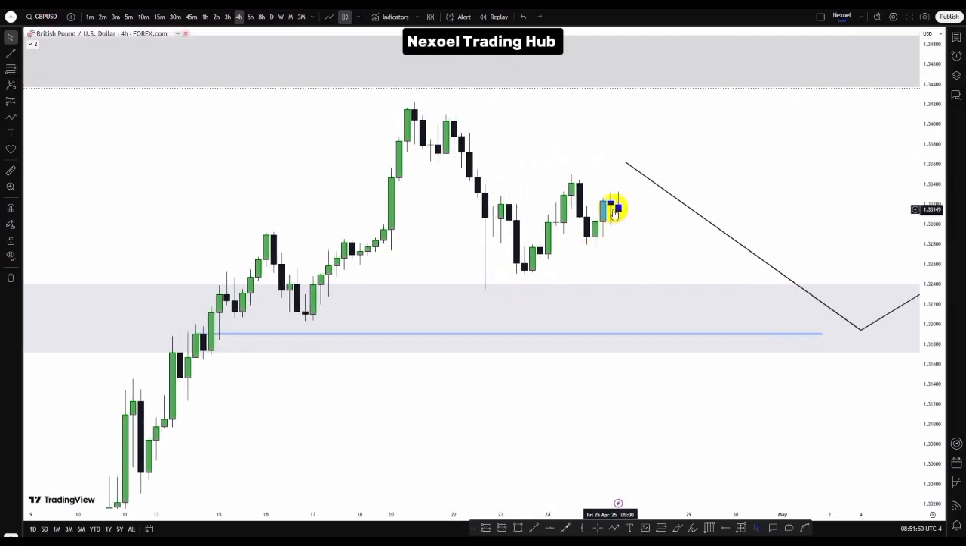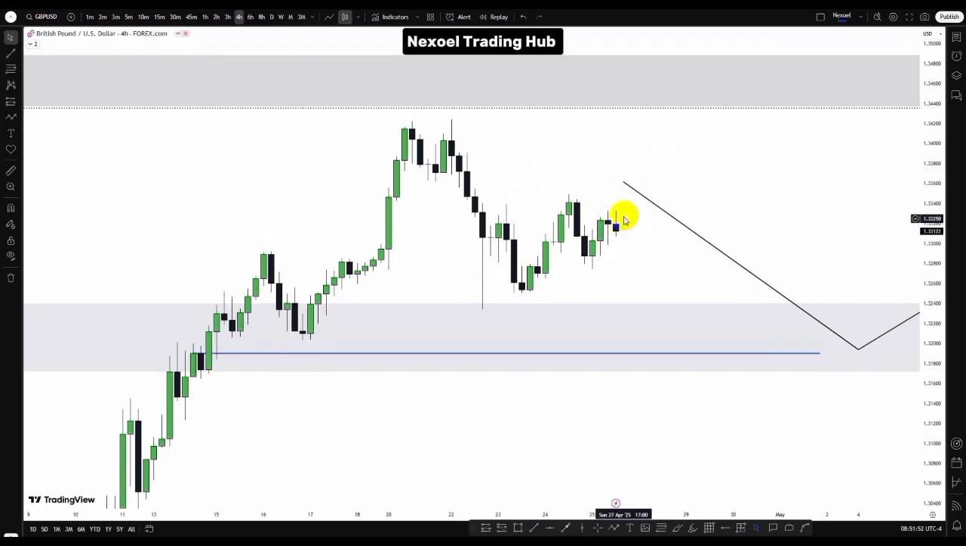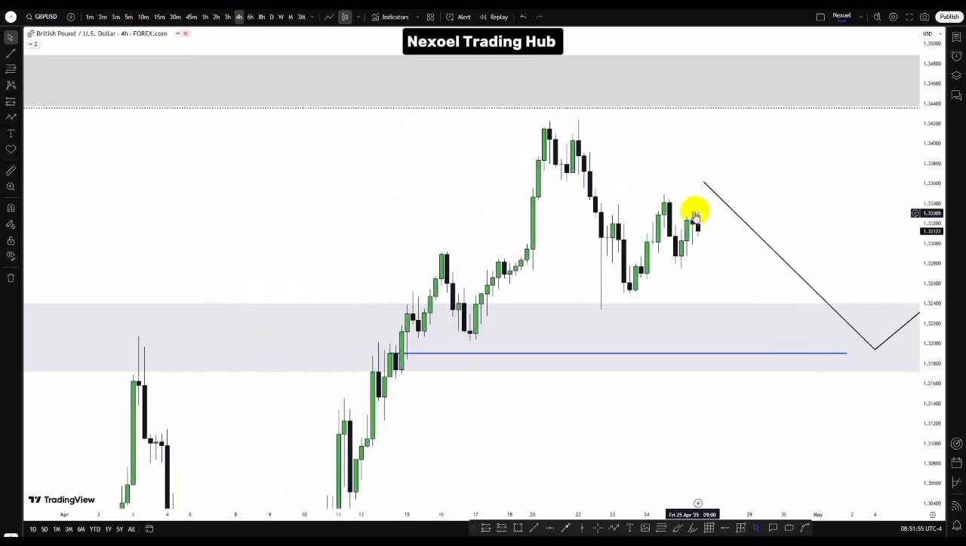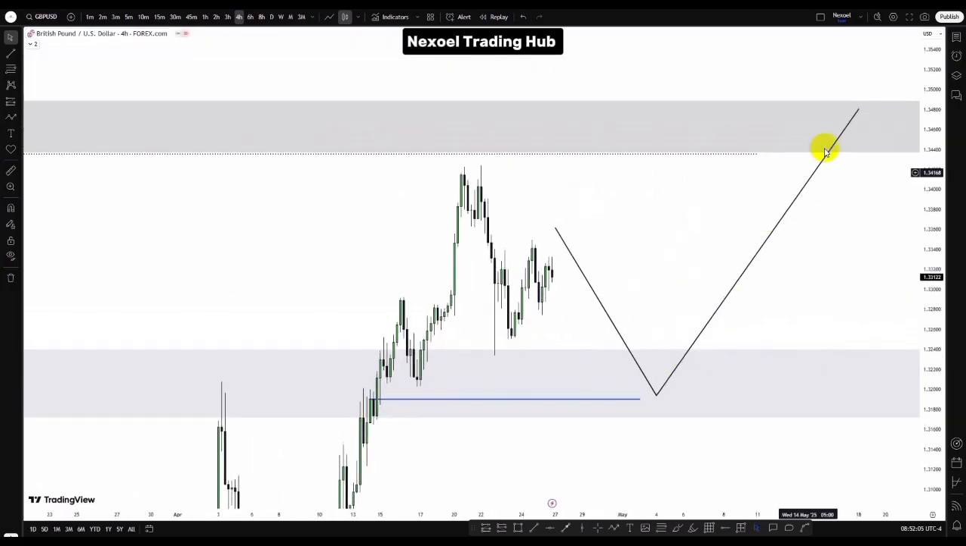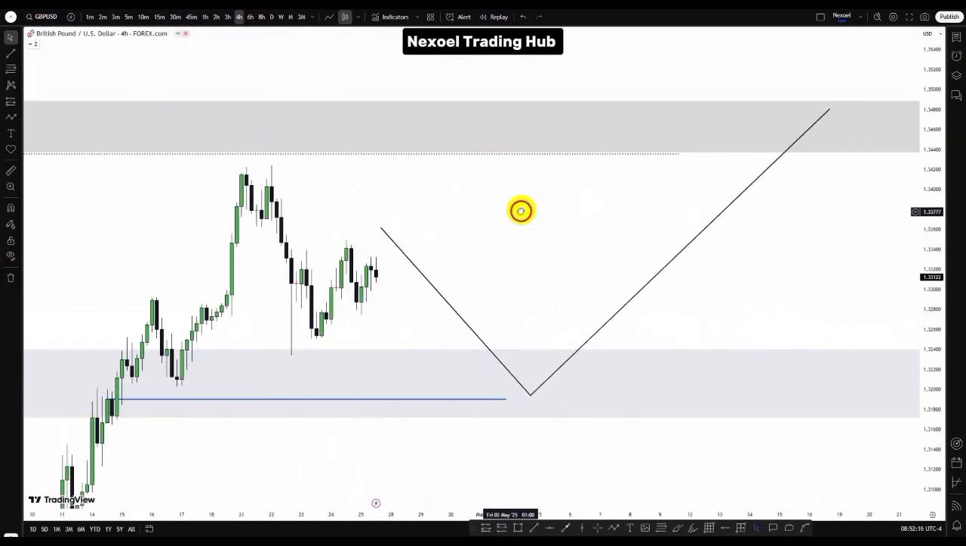So if price decides to continue bullish here, then we want to continue bullish with price to the upside. But if we see bearish delivery, then we want to trade bearish to the downside to this bullish order block. So if price gives us a buy model from this, then we want to buy the GBPUSD also to the upside. Let's check the 1-hour time frame.